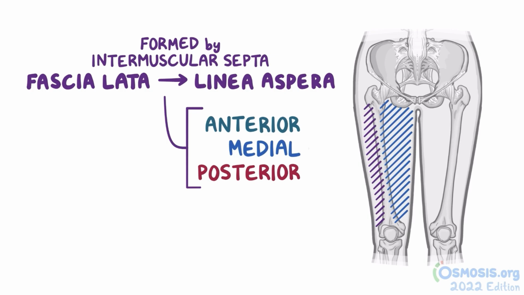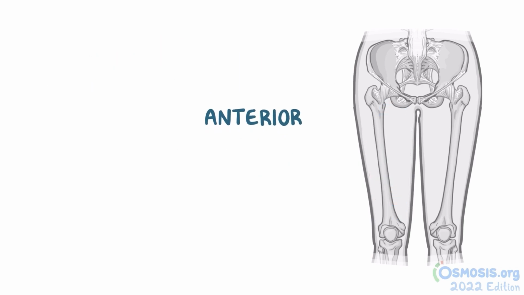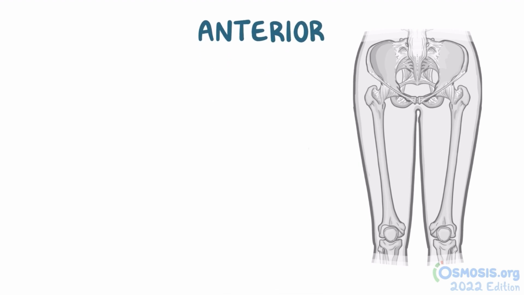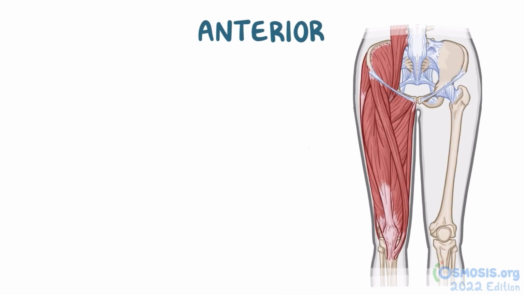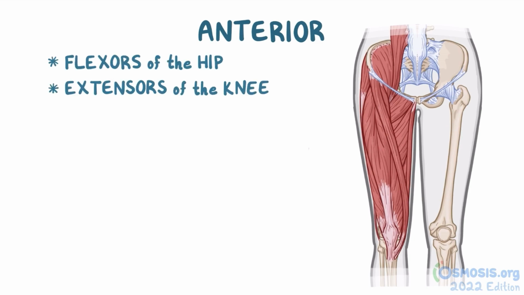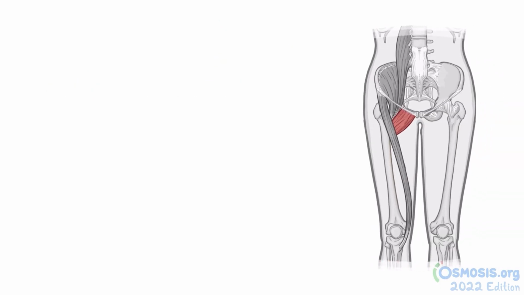Each muscle in the three compartments has a proximal origin and a distal insertion, a neurovascular supply, and a specific action on the joints of the lower limb. So, the anterior compartment, which is the largest one, includes the anterior thigh muscles, which can function as flexors of the hip and extensors of the knee. First, the flexors of the hip include the pectineus, iliopsoas, and sartorius.